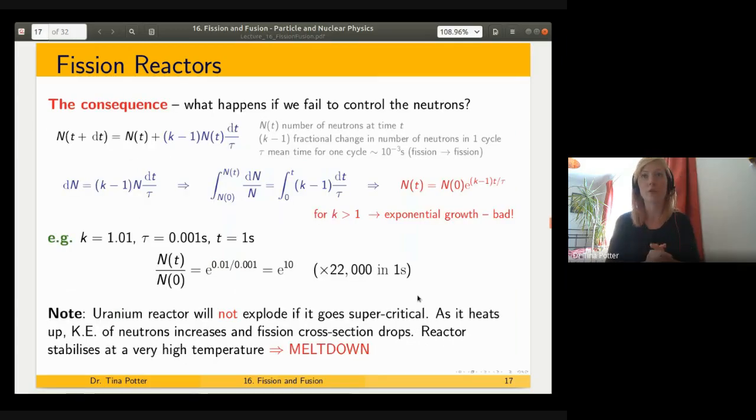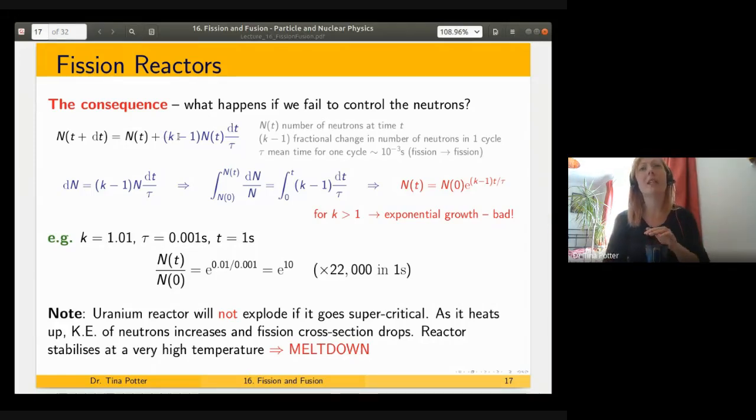So what happens if we can't control these neutrons? We can have a look at how the number of neutrons is going to increase with each fission here. So we're going to start with some number of neutrons at some particular time. And then we're going to have some increase in the number of neutrons. That depends on the small amount of time that we're looking at. The lifetime of the interaction, we've said, is about 1 millisecond between neutrons being produced and inducing another fission. And then it depends on the criticality of our reaction here, right?